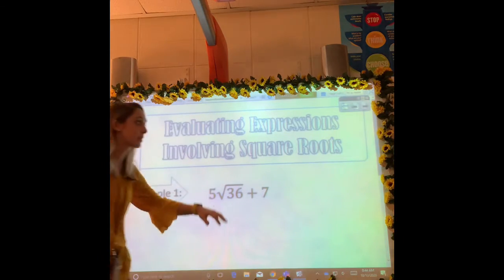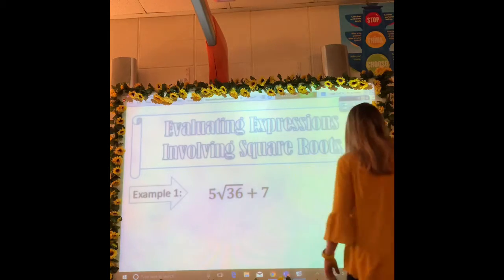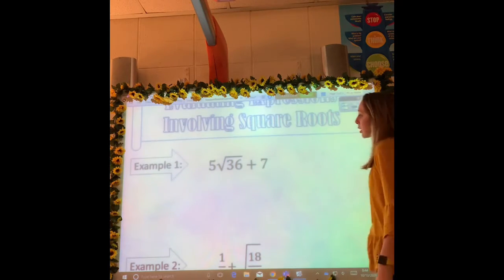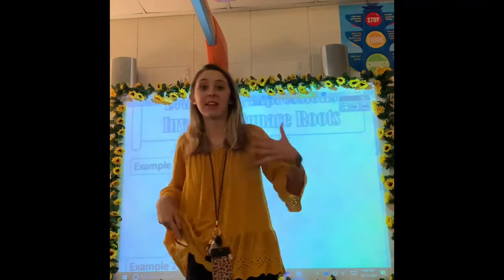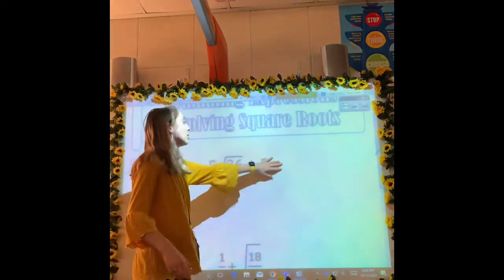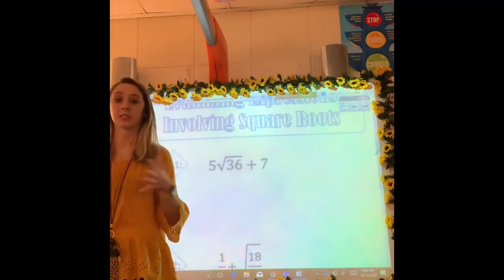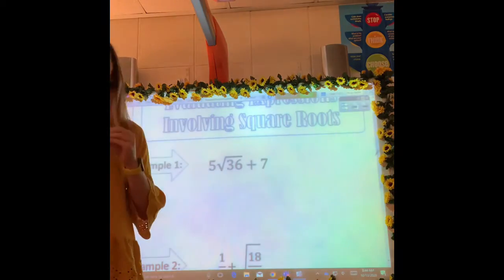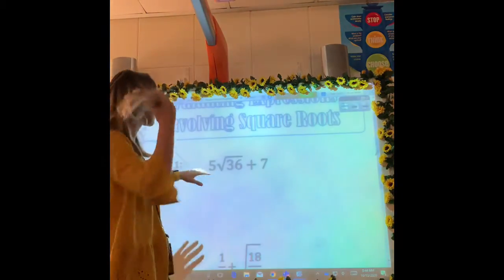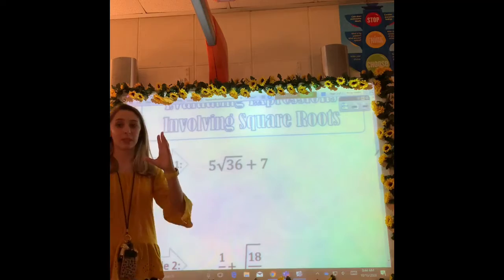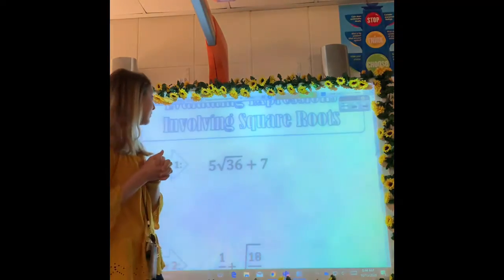Example one, we're just going to start with example one. One thing to remember with expressions, remember expressions aren't equations. They don't have that equal sign, okay? So anytime we don't have an equal sign, we assume it's an expression and we're wanting to simplify it as small as possible, okay? So for this one, we have 5 times the square root of 36 plus 7.